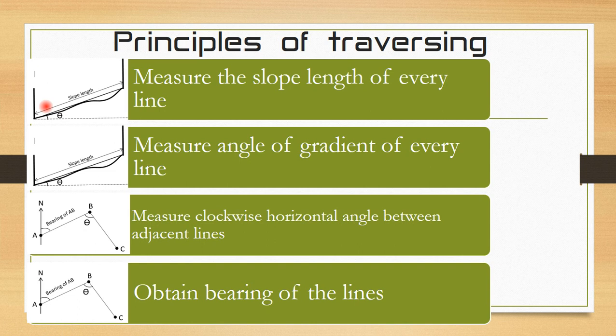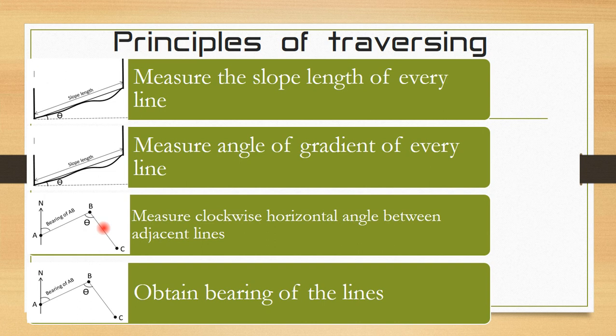So you measure the slope length, and when you are measuring the slope length, you also determine the angle of gradient of every line that you are measuring. Like in this case, you can see the angle theta represents the gradient of the line that we are measuring in the field. Of course, we'll be discussing this as we go along, how it is done.